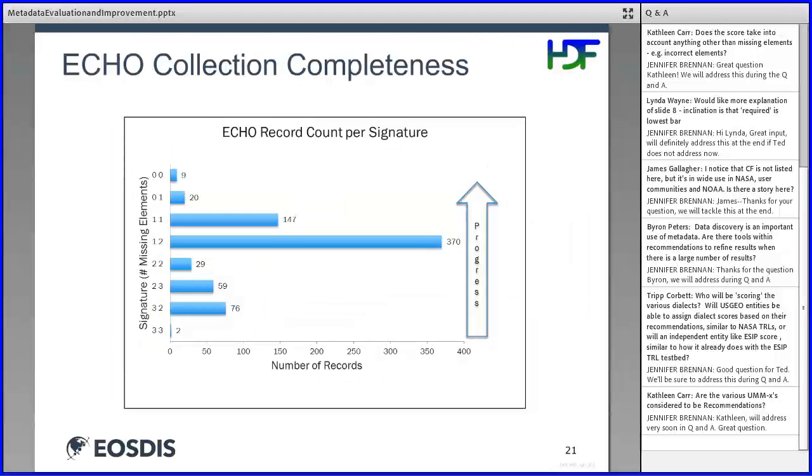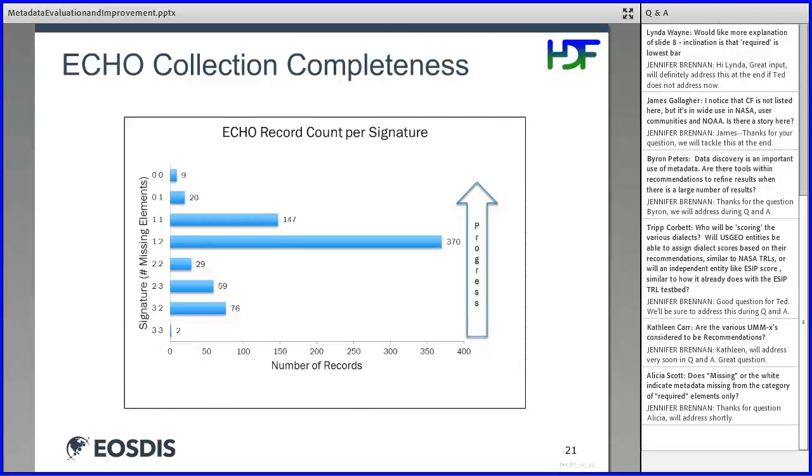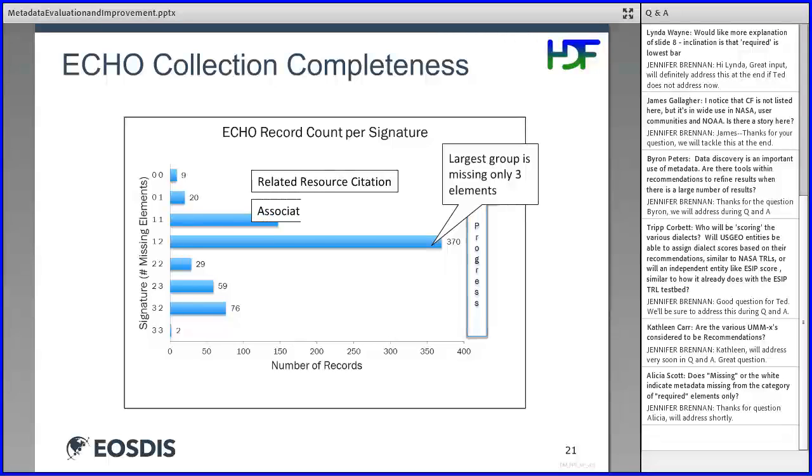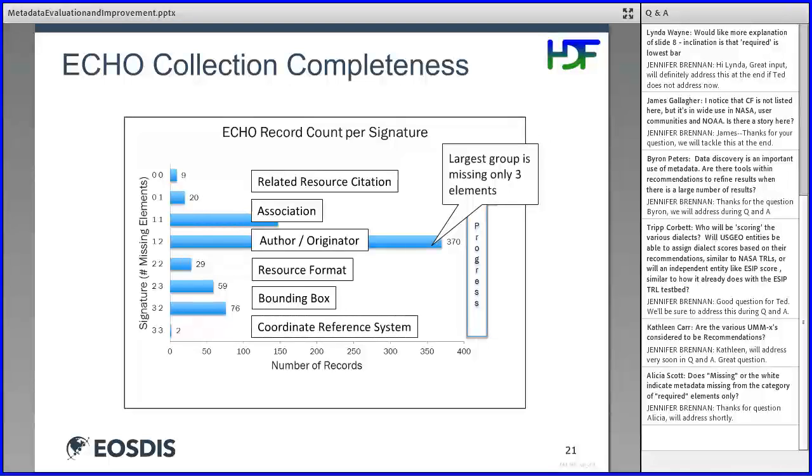In ECHO, it's a little bit different picture. Again, signatures are on the y-axis, good scores are at the top, progress going up. In this case, we're dealing with 700 and some records, and the good news is that the largest group, 370 records, or about half, is only missing three elements. There are also 9 records in this case that are complete, and again, those can be good examples for all these other records. Again, the things that we're missing are not rocket science, even though the data is. These are things that we should be able to address and fix.